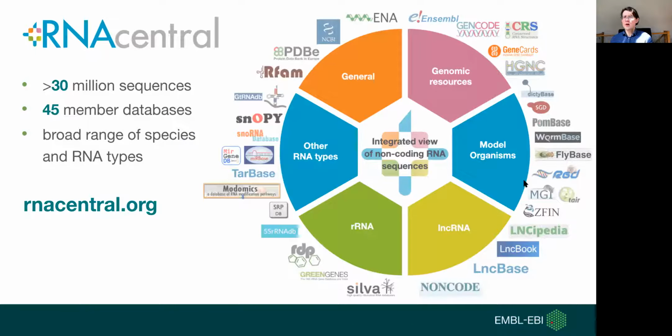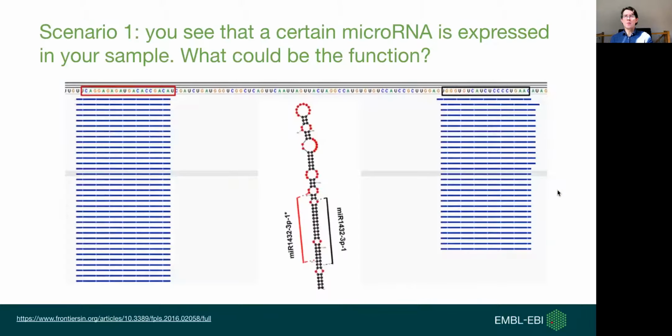But now there is RNA-Central, a unified place that provides access to 45 different databases and over 30 million different RNA sequences. Now you can find a whole range of useful information in RNA-Central about pretty much any RNA type and over 1 million different organisms. So let's take a look at some scenarios where you would find RNA-Central useful.